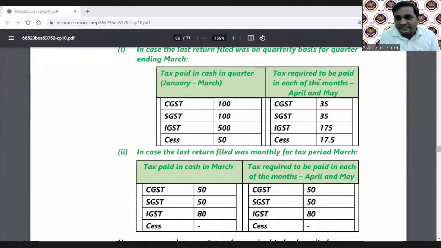Now I'm asking this question to all of you. Suppose in the preceding quarter or preceding month, I have paid the total liability by utilizing the input tax credit. Do I need to pay any taxes in month 1 and month 2? The answer would be no, because the requirement is the liability which you paid in cash. If nothing is paid in cash and all the liabilities are discharged through ITC in the previous tax period, then nothing is to be paid in month 1 and month 2.